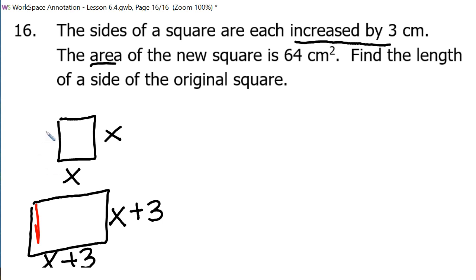And oops, that kind of looks like a rectangle. Didn't they say a square can be a rectangle? A square is a rectangle, yeah, technically, but a rectangle is not a square.